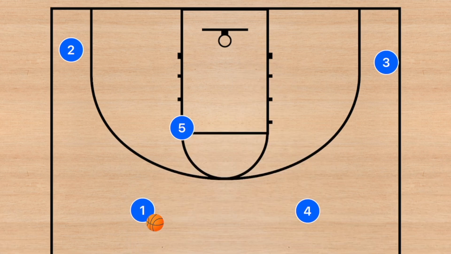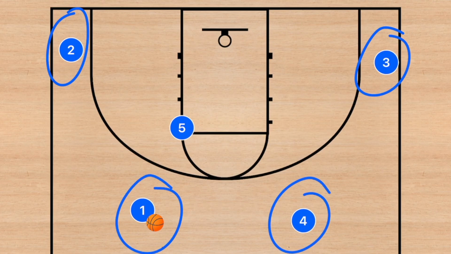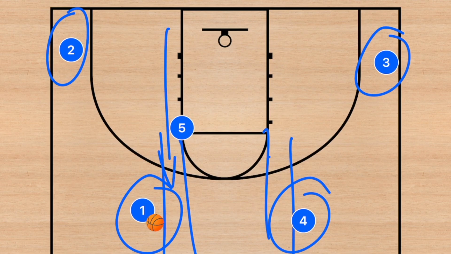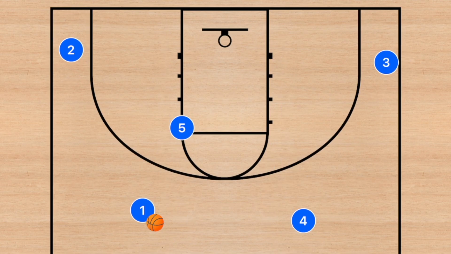So this first play is going to be a motion. It's going to be a 4-out motion where we've got 2 players in the corners and we've got 2 players pretty close to the slot. The slot is roughly this area right here, just the extension of that key. And then we're going to have a player in the high post on ball side.